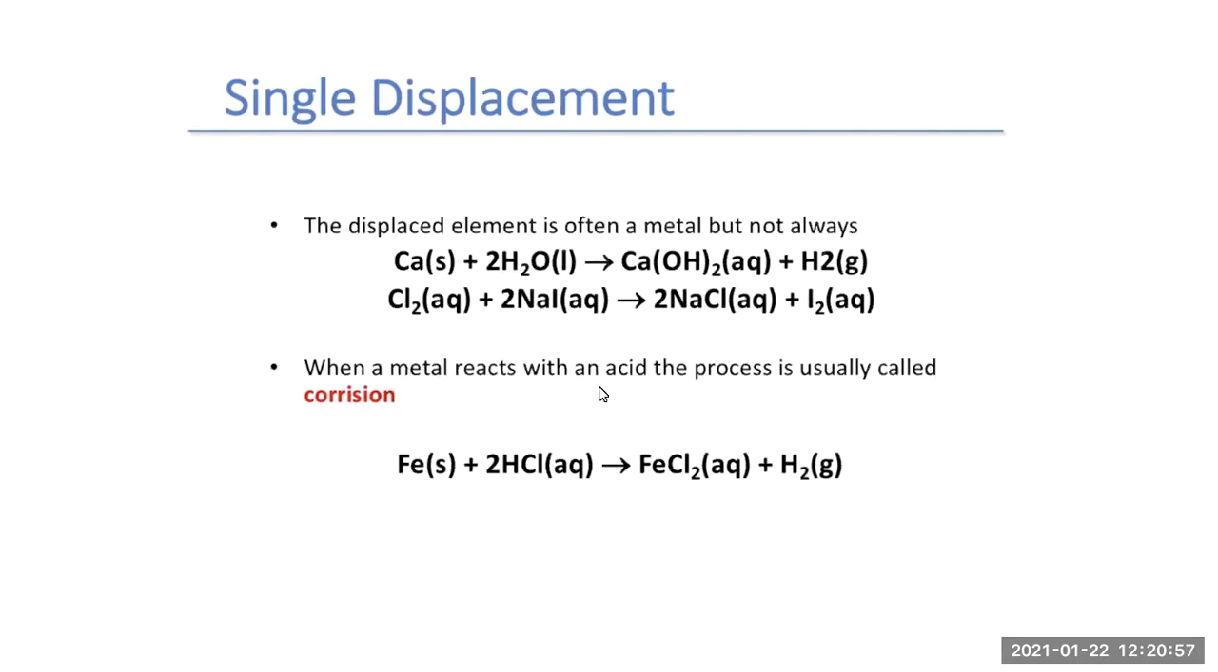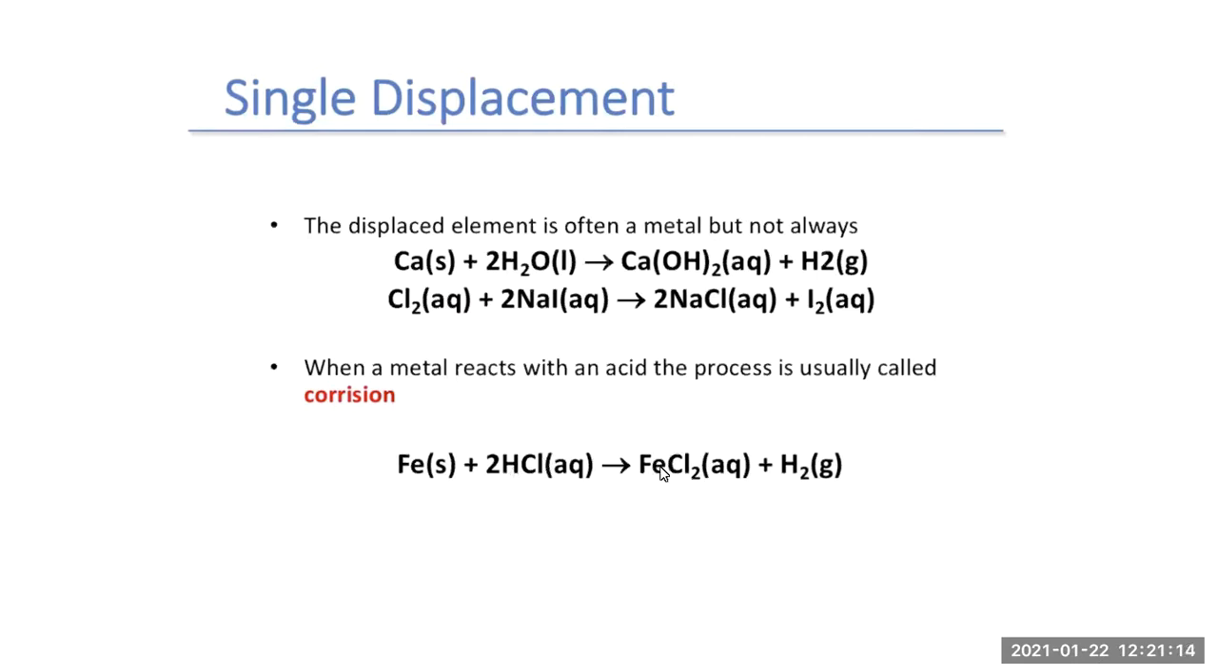And then when a metal reacts with an acid, we usually call that corrosion. So if I have pure iron and I put in HCl, I'm going to get iron chloride and H2 gas. So you can see the chlorine switch from having the hydrogen as a partner to having the iron as a partner.